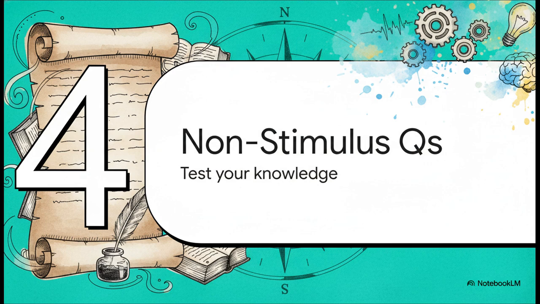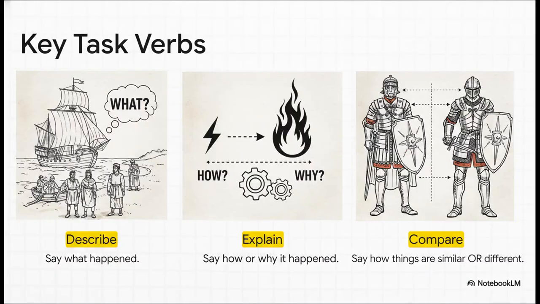All right, let's talk about that choice you get to make, question 3 or question 4. With these, there's no source to hold your hand. This is a pure test of your historical knowledge and how well you can articulate it. So the very first thing you have to do is find that key task verb in the prompt. What is it actually asking you to do? If it says describe, it just wants you to say what happened. If it says explain, it's looking for the how or the why. And if it says compare, you need to show how things are similar or different. Answering the wrong skill is a surefire way to lose the point.